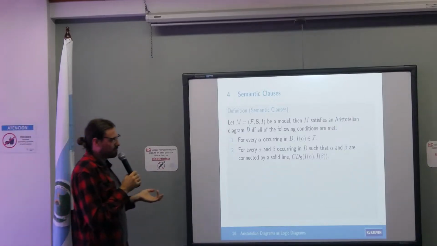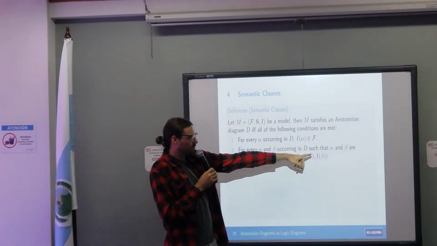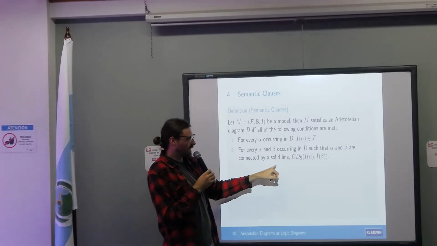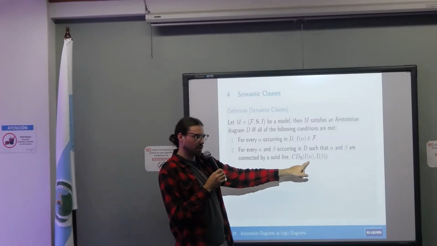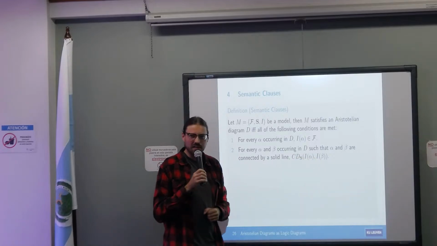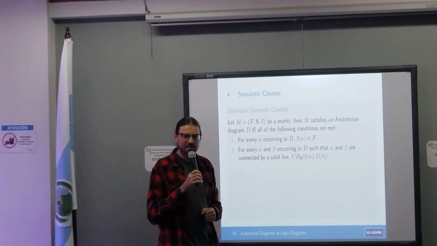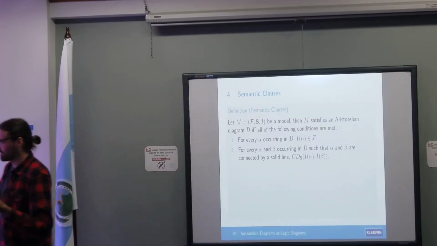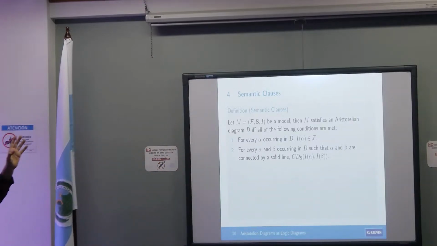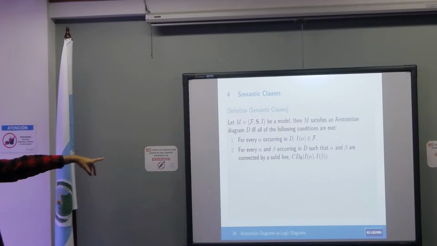And for every alpha and beta occurring in the diagram, such that alpha and beta are connected by a solid line, it must be the case that our logic S says that the interpretation of alpha is contradictory to the interpretation of beta. So you see, this is really semantics. Here we're not just going to be talking about things like solid lines and dashed lines. We're going to be talking about what solid lines and dashed lines mean.